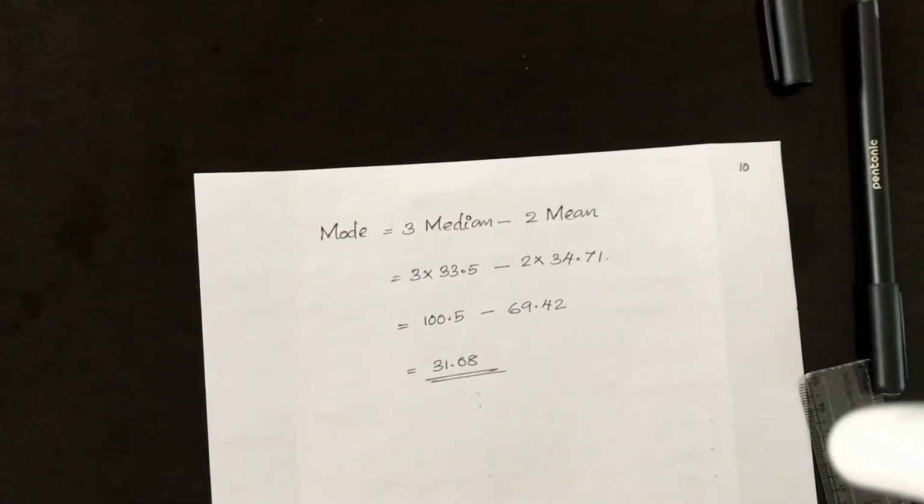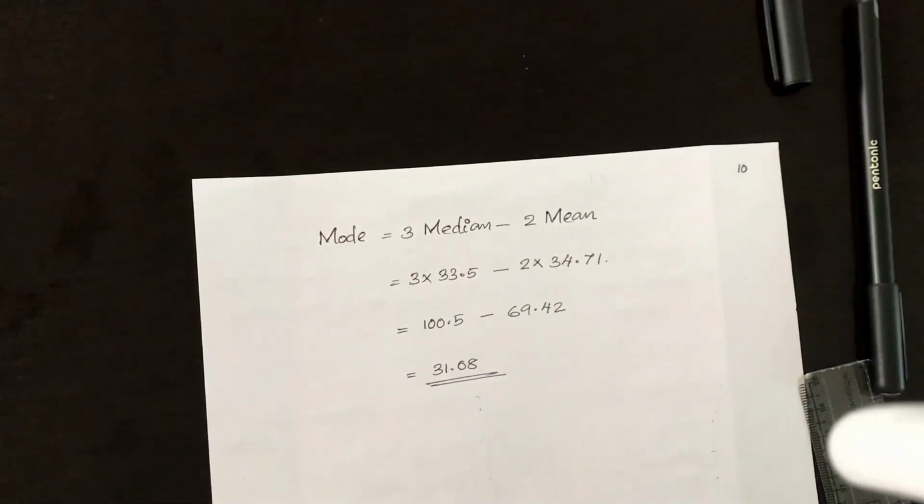I hope all of you understood the main three measures of central tendency, mean, median and mode, and the different types of questions discussed under this.